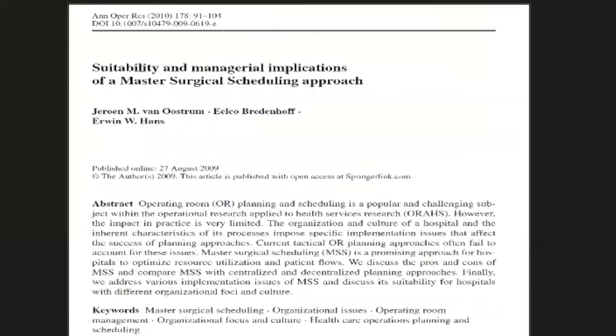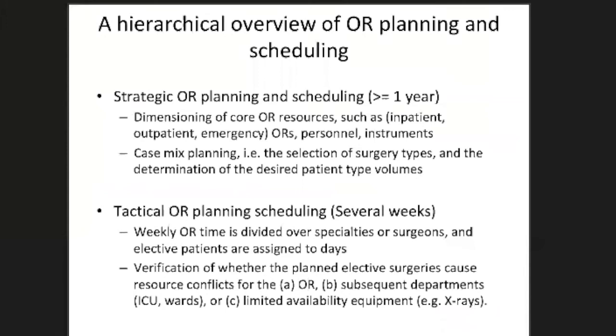And then this article is on master surgical scheduling approach. It's a tactical planning approach for OR scheduling. And because OR typically is resource intensive, it's also extremely costly. So a lot of work has been done in the planning and scheduling of operating rooms. A strategic operating room planning and scheduling normally thinks about greater than 1 year horizon as part of its plan. So here we are really looking at the core OR resources that need to be dimensioned. We look for OR personnel, look at instruments that need to be put in place as part of this planning.